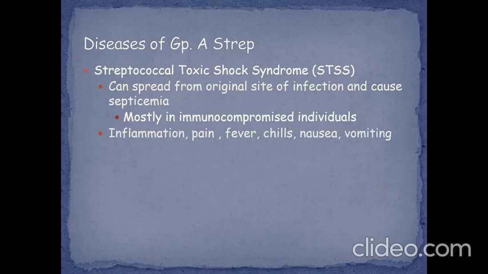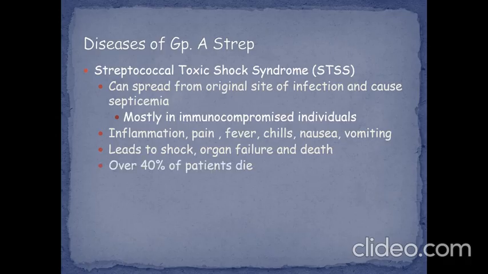we may see are inflammation, pain, fever, chills, nausea, vomiting. All of the toxins and everything else that Streptococcus pyogenes is capable of doing will lead to shock, organ failure, and death. Over 40% of patients will die who become septic with Streptococcus pyogenes. Very serious and just one of the many sequela diseases and the dangers of having group A strep and not getting it treated, because these things can form a lot easier.